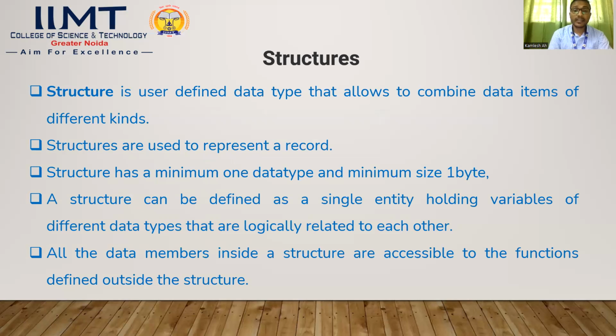Structure is a user-defined data type that allows us to combine data items of different kinds. What is the meaning of a structure? Structure defines a user-defined data type. We know that there are two types of data types in C programming language. First one is predefined data type. Second one is user-defined data type. Predefined data types are like integer, float, character, string, and user-defined data type is like structure. Structure combines data items of different kinds.